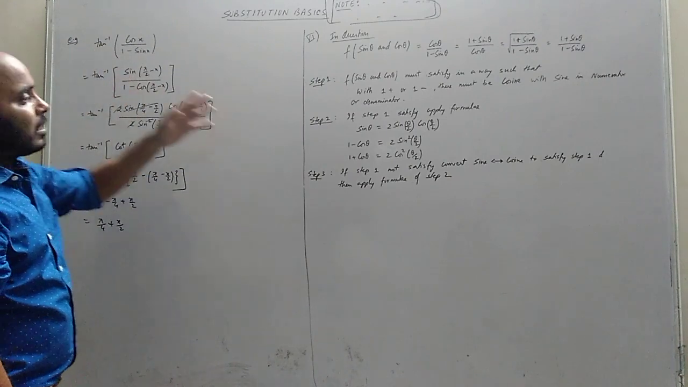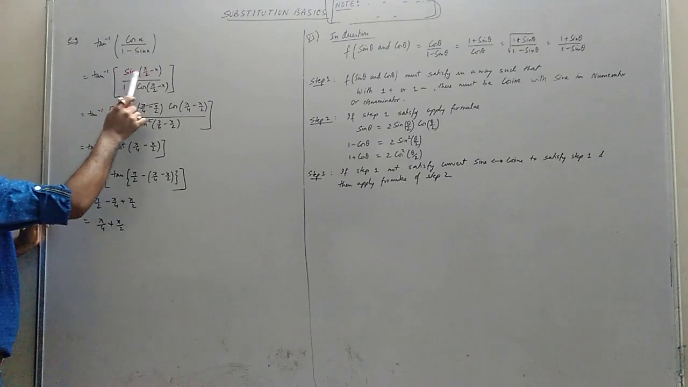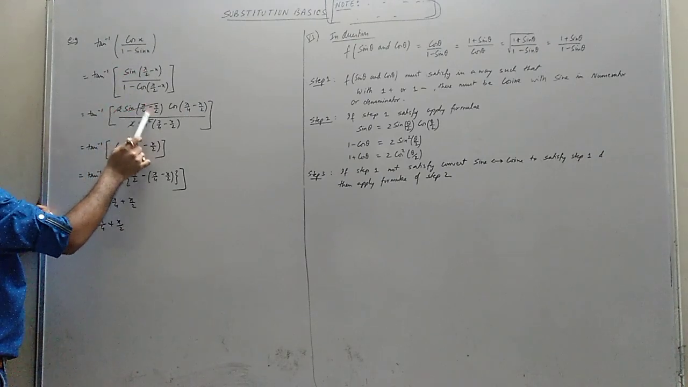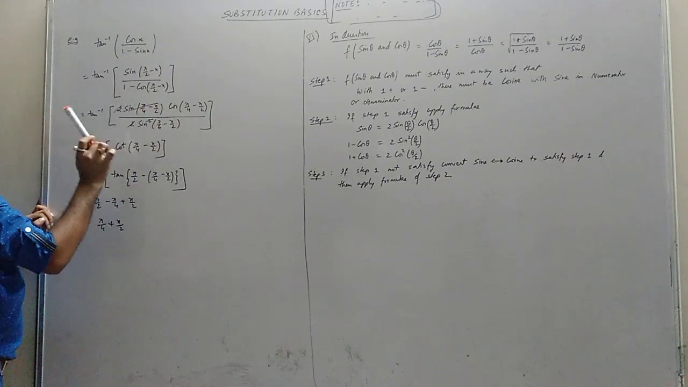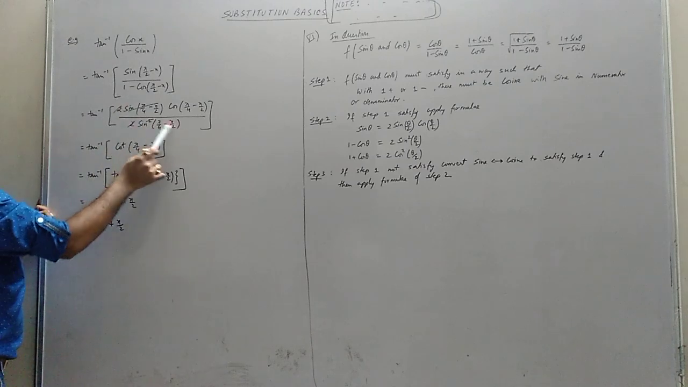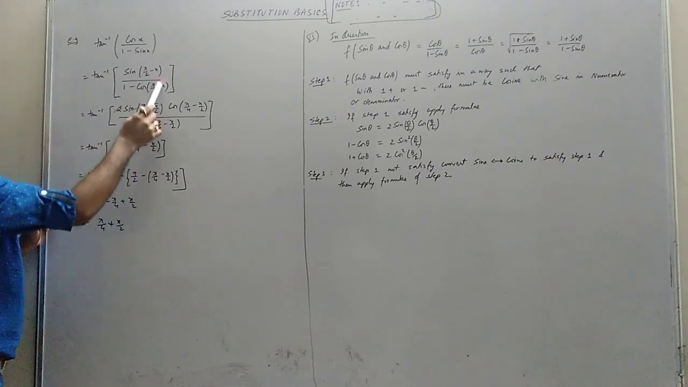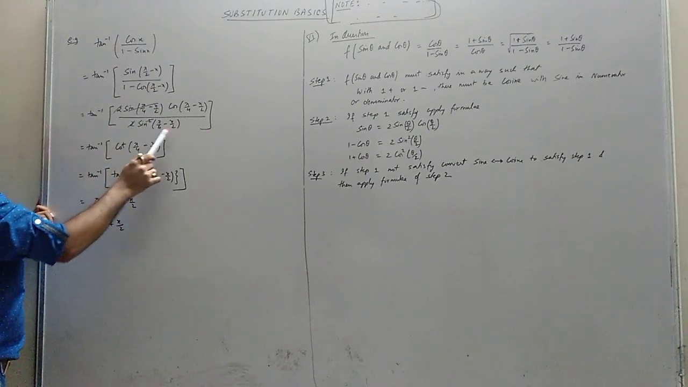Now once the pattern matches, what do you have to do? Apply the formula. Sin theta is 2 sin theta by 2, cos theta by 2. 1 minus cos theta is 2 sin square theta by 2. Applying the formula, pi by 2 minus x whole divided by 2 becomes pi by 4 minus x by 2.